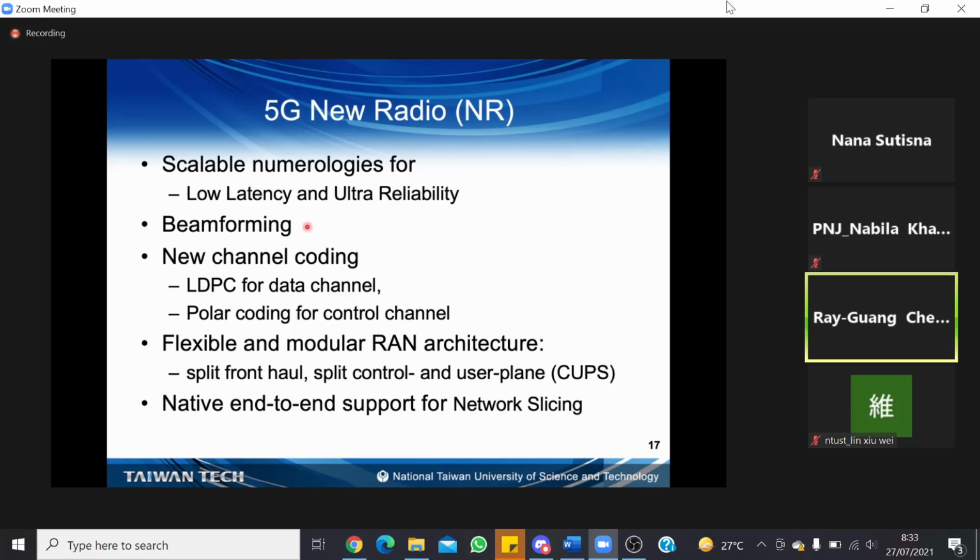They also introduce beamforming and channel coding. Professor Nana just mentioned that yesterday. After checking, we confirm that LDPC is used in 5G for the data channel. Originally they also discussed using polar code for the data channel, but now according to the standard, LDPC is for the data channel and polar code is for the control channel. Because the control channel needs more reliable transmission, it also has smaller blocks.